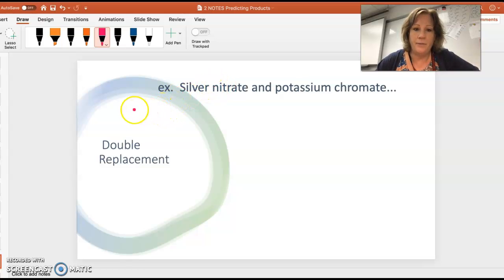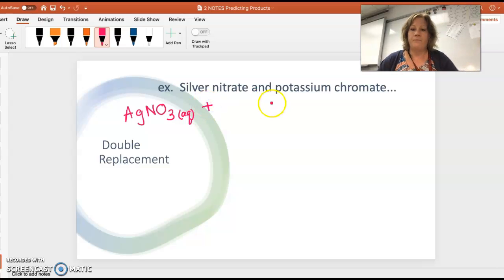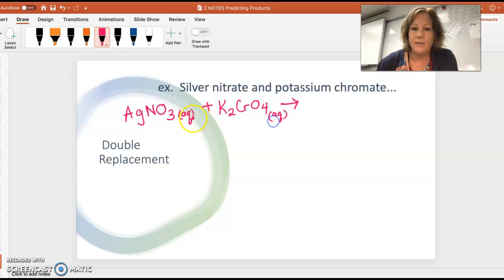Silver nitrate plus potassium chromate. So silver is +1, nitrate's -1. These always have to be aqueous, by the way. In order to react, they have to be ions in the solutions. Here we've got potassium chromate. Potassium's +1, chromate is -2. Those are on my pink sheet. This is also aqueous. Let's not worry about those right now, though.